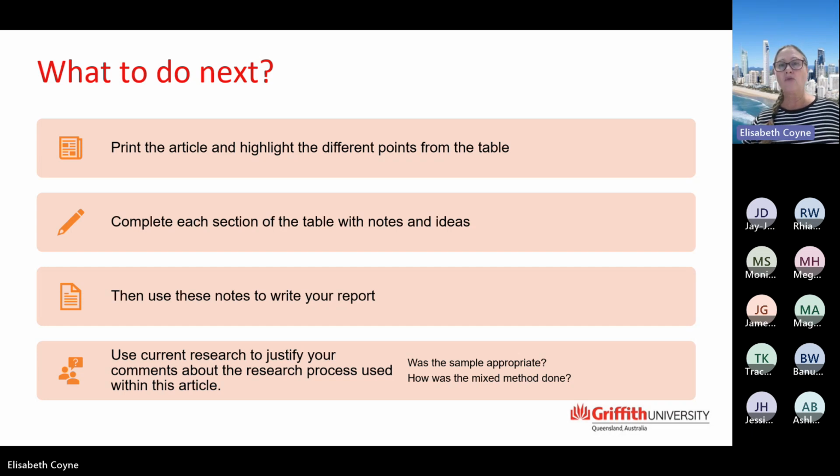Right. So the main thing to do next. You've all read the article. Have you started the process of highlighting bits in the article to start filling out the table? Has anyone had any issues as they've been completing the table and finding the different sections that go in that table? Because then you need to bring that information to answer the questions in relation to the marking criteria.